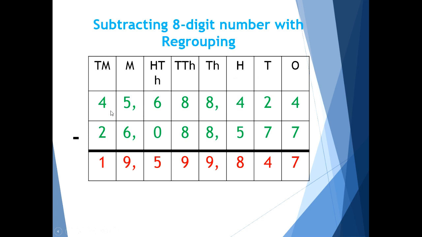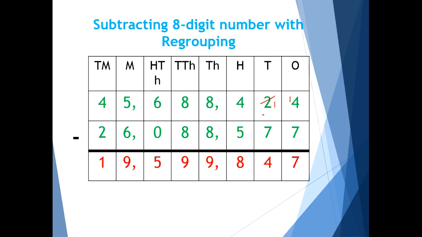So the first number is 45,688,424 and the second 8-digit number is 26,088,577. Now we have to subtract them. In the ones column we have the numbers 4 and 7. 4 is smaller than 7, so we cannot subtract 7 from 4. So we will borrow 1 from the 2 which is in the tens column. After borrowing 1, 2 will become 1 and this 4 will become 14. 14 minus 7 equals 7.